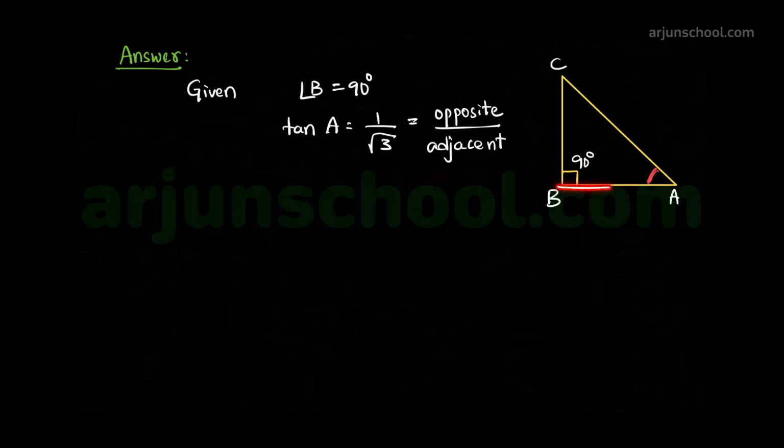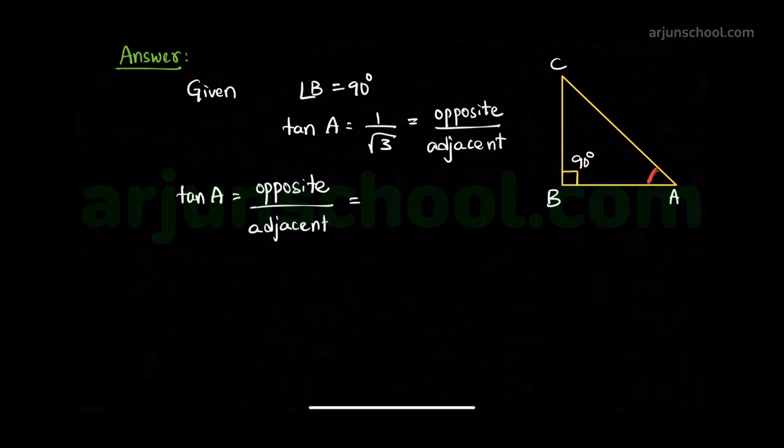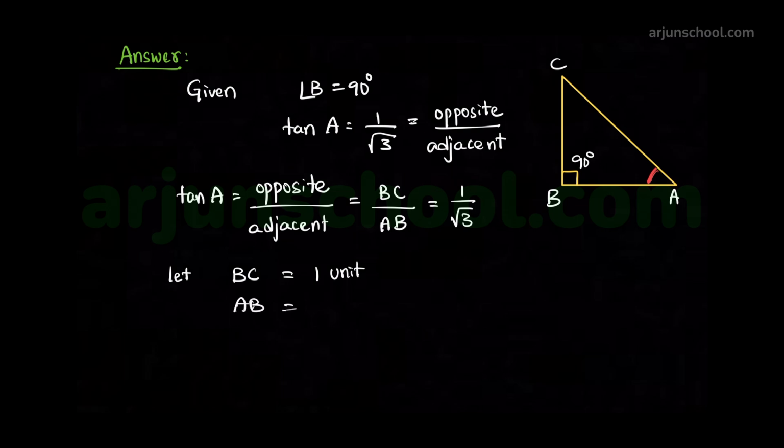And the side adjacent to angle A is AB. And the side opposite to angle A is BC. Therefore, tan A is equal to opposite side by adjacent side. Opposite side is BC and adjacent side is AB. So, BC by AB is equal to 1 by root over 3. Let us take BC is equal to 1 unit and AB is equal to root over 3 units.